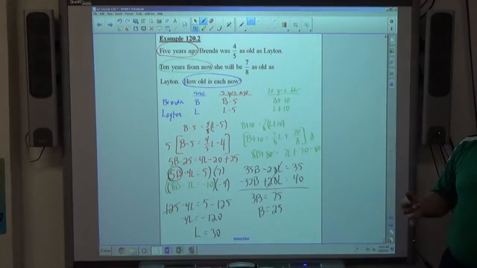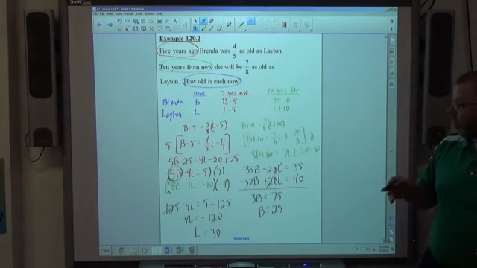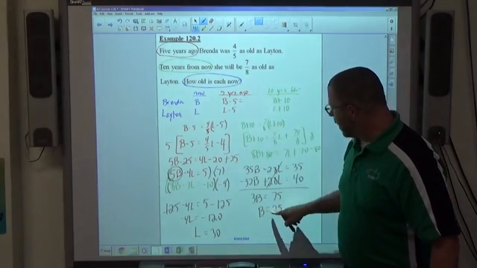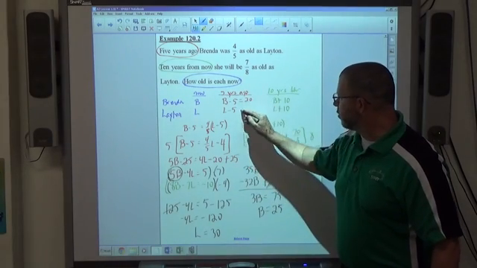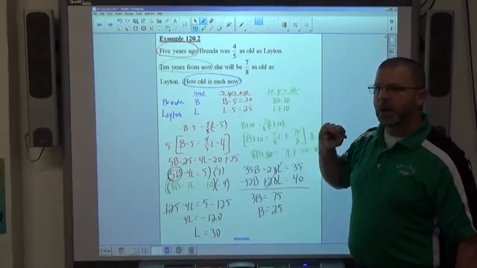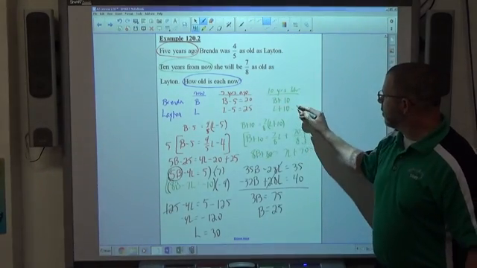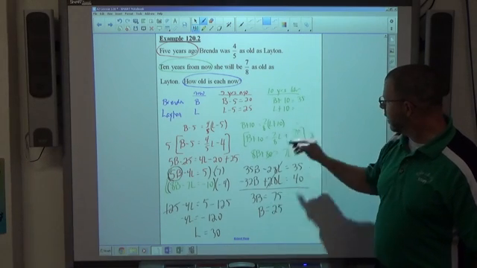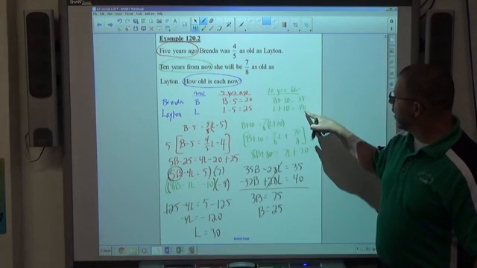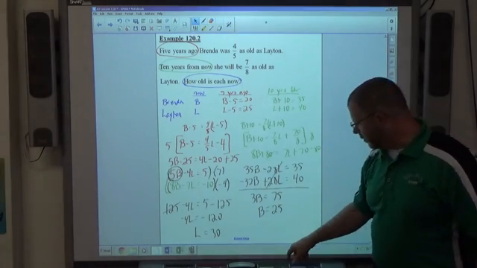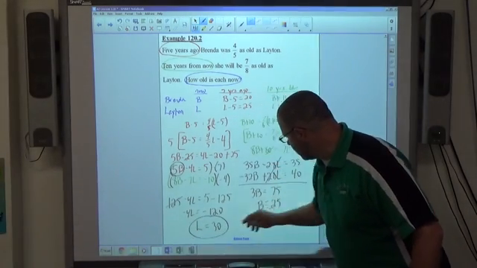If we wanted to verify again, just to verify they actually work, looking at their 5-year-ago age, Brenda would be 20 and Leighton 5 years ago is 25. 25 times 4/5 is equal to 20, so that works out. Looking at 10 years from now, Brenda will be 10 years older, that's 35. Leighton will be 10 years older, that would be 40. 40 times 7/8 equals 35, that also works out. So we can verify the facts there, but there's Leighton, there's Brenda.